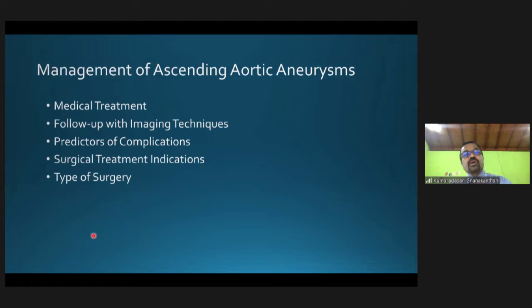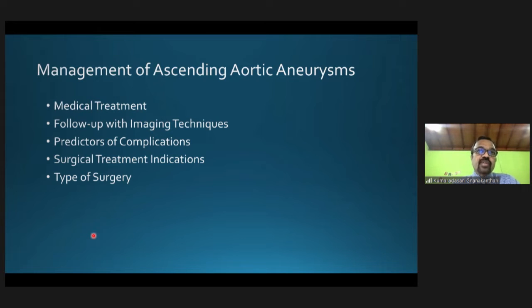So how are we going to manage the ascending aortic aneurysm? Do all patients need surgical treatment? No. It all depends on the size and the function of the valve. Some of them, if the size is small, we have to manage them medically only. We don't need to operate on them. We can keep them on follow-up with imaging every year or maybe every 2 years, if the size has not reached the surgical intervention range.